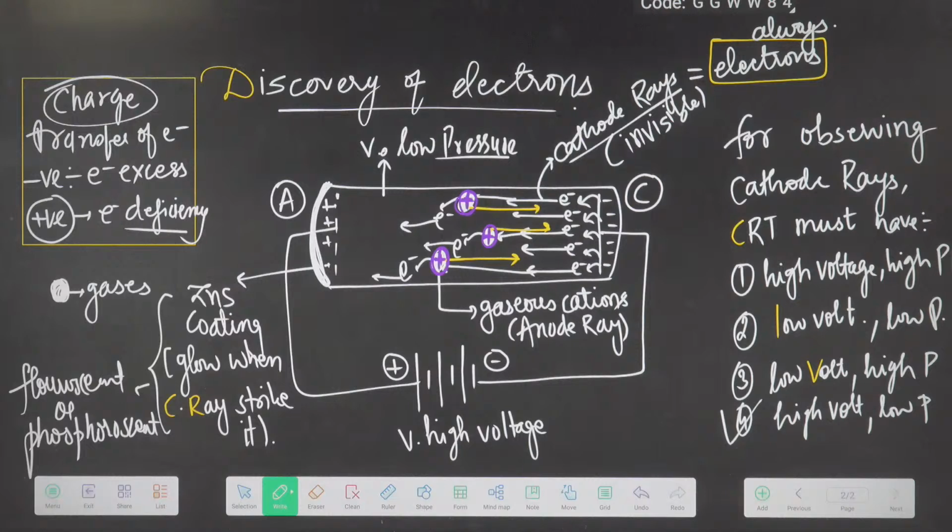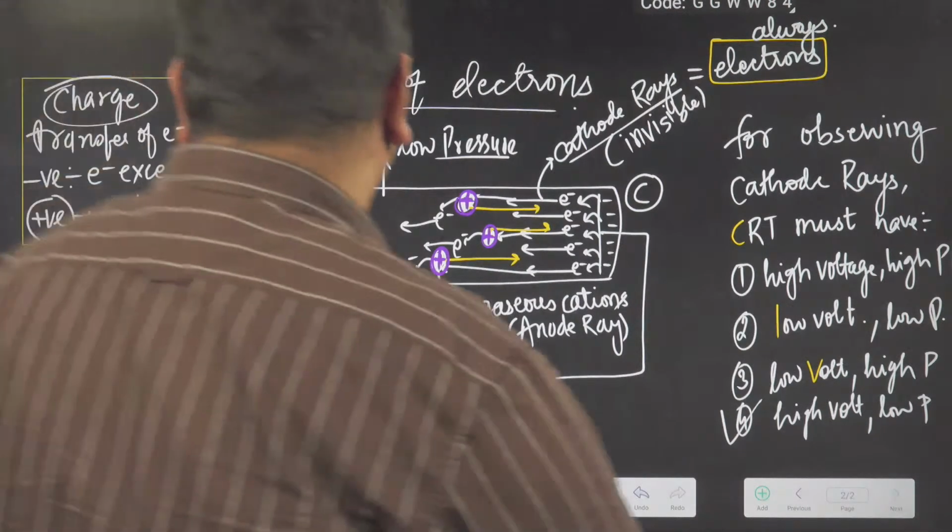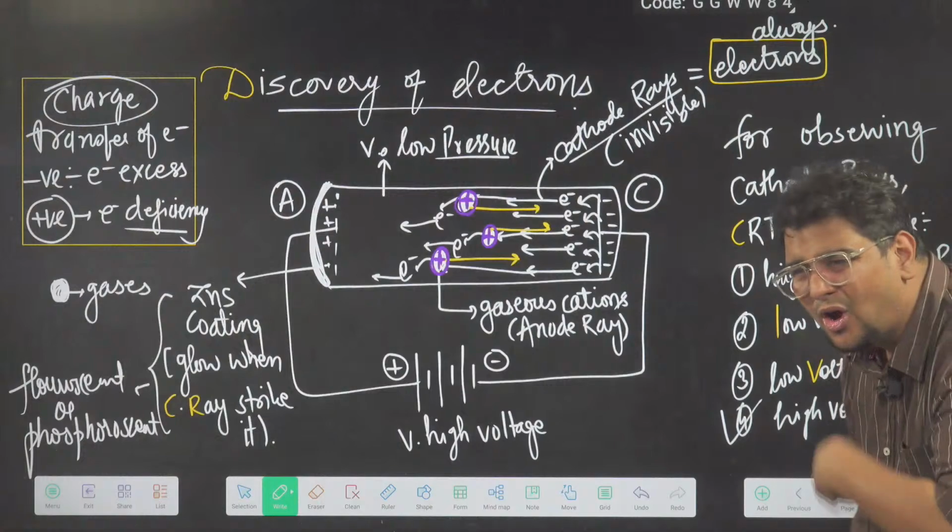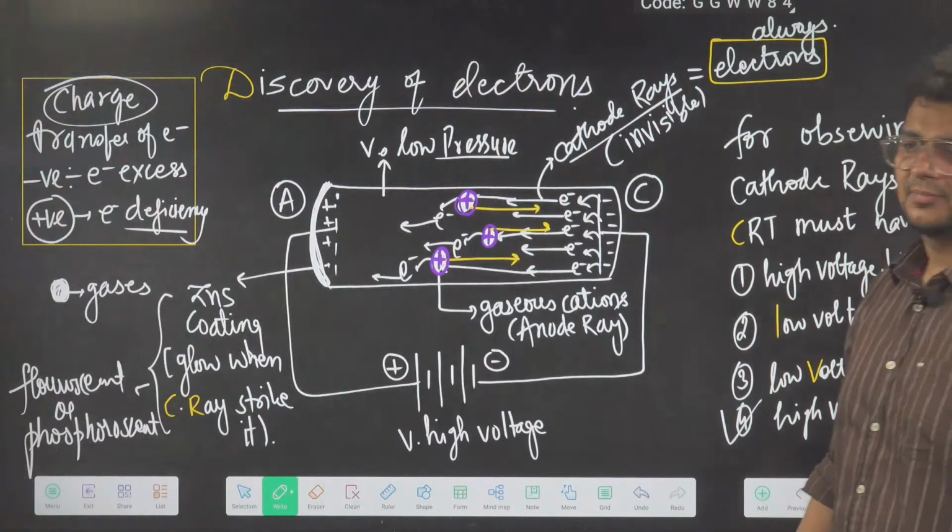Gaseous cations. They are not protons. Proton is like a kidney. It will not come out. In a collision, a kidney will not come out. Anode ray particles are not protons. They cannot be protons. Protons are inside the atom. Clear?